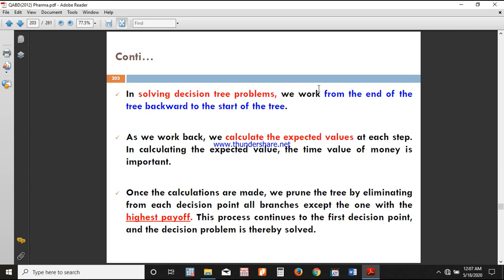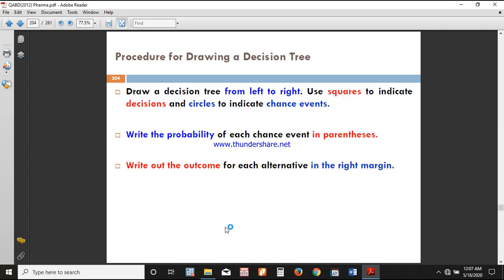In solving a decision tree, you can work from the end of the tree back to the start of the tree, calculate the EMV value, and choose the highest one based on the given objective. Therefore, these are the three basic procedures to draw a decision tree.